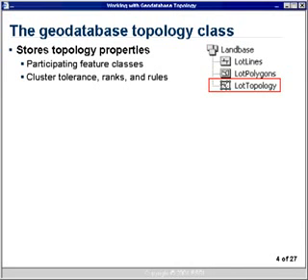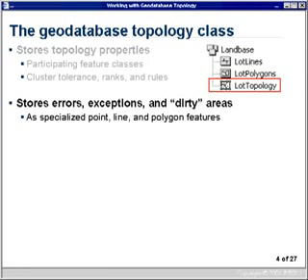So let's take a look at the geodatabase topology class. It stores properties like the participating feature classes, cluster tolerance, ranks, and rules. As you can see on the side here, we've got a feature data set called LandBase, and in there we have a couple feature classes. All the feature classes within one feature data set must have the same spatial reference. And this is also a requirement of the topology class for setting up a geodatabase topology. It must work with features that are in the same spatial reference. Therefore, that's why we must set up a topology within a feature data set.